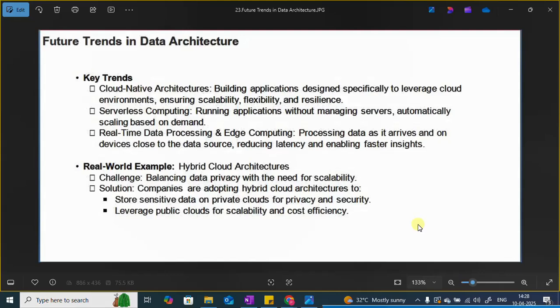So these are the different future trends. As part of improvisation, we can implement them by implementing hybrid cloud architecture and cloud native architecture, serverless computing, and real-time data processing, by using Kafka or maybe Spark Streaming and all. Okay, these are the things we can use for real-time data processing altogether.